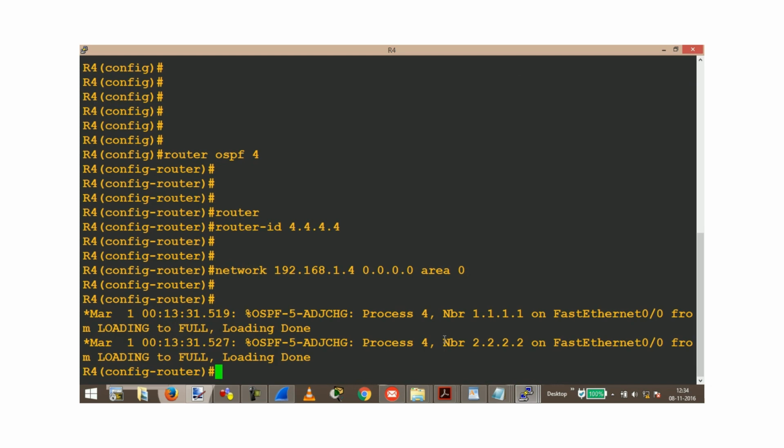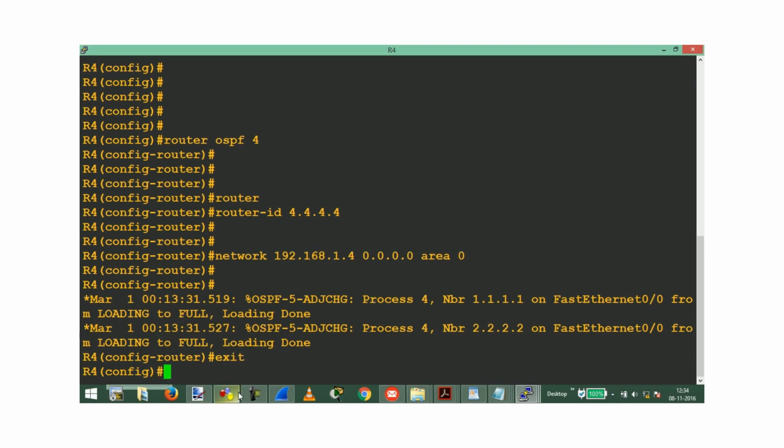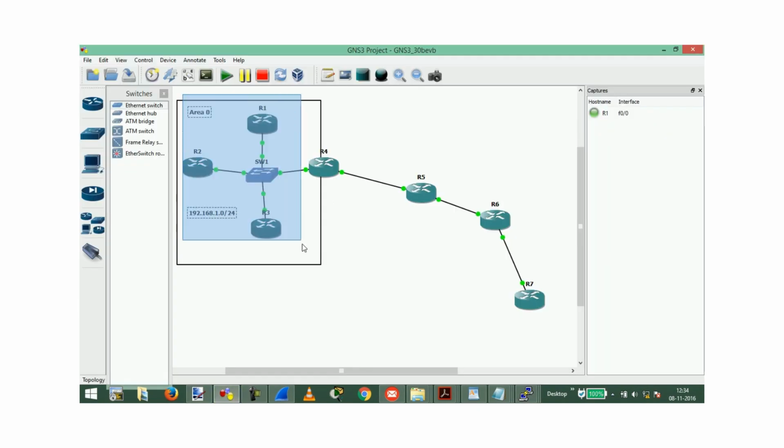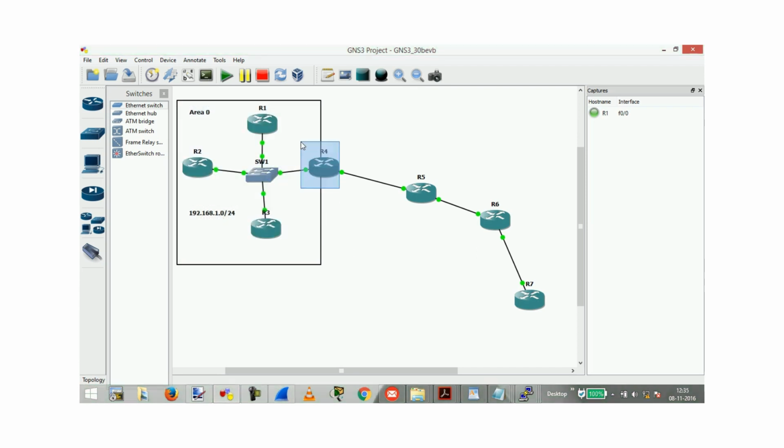And now there is a strange thing that has happened. We will try to understand that strange thing. Tell me, according to you, who should become the DR here? R4. R4 should become the DR. But this has not happened. R1 has become the DR and R2 has become the BDR. Tell me the reason.